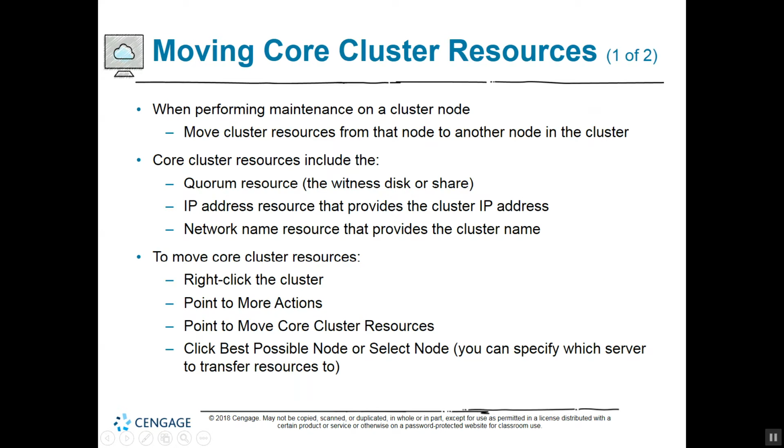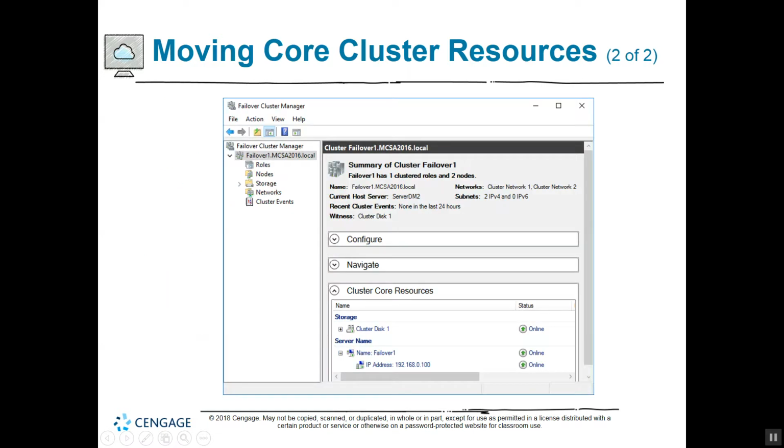When performing maintenance on a cluster node, move cluster resources from that node to another node in the cluster. Now, core cluster resources include the quorum resource, the IP address resource that provides the cluster IP address, and the network name resource that provides the cluster name. To move core cluster resources, right-click the cluster, point to More Actions, point to Move Core Cluster Resources, and then click the best possible node or select node. Now, it may choose one for you, but you could pick it yourself.